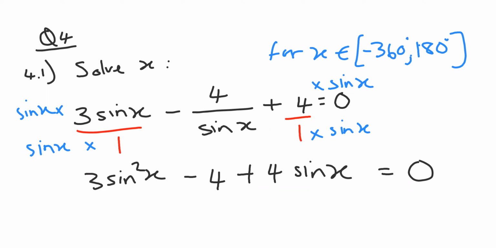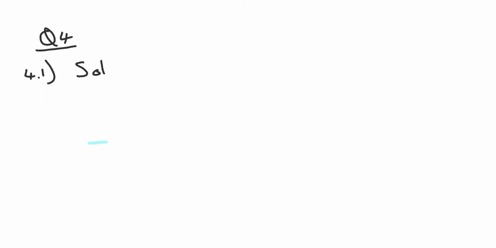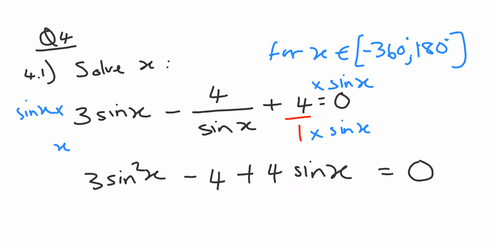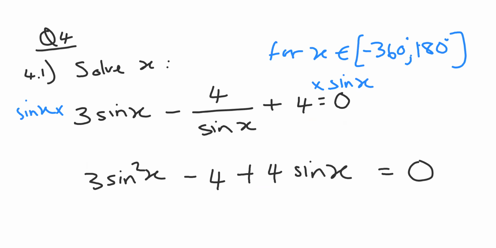So the method you are taking here is finding an LCD. Okay, you want to get the denominators the same. And so you multiply the denominators that don't have a sine x by sine x. A quicker way of getting to this answer over here is simply to multiply every term by sine x. Now we are allowed to do things like this.